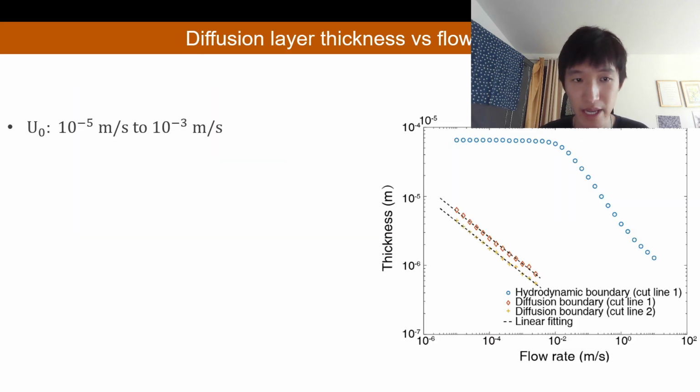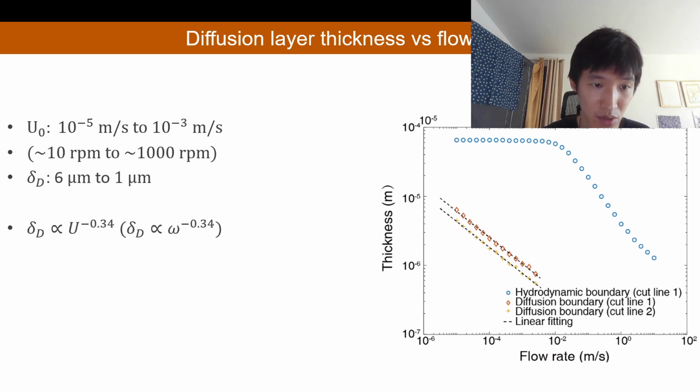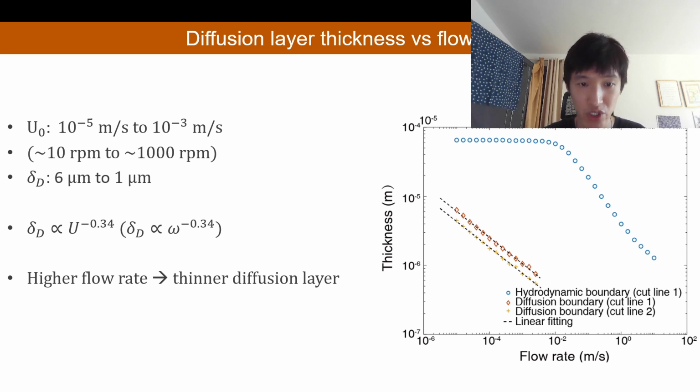And by doing the scale analysis, we figure out that when the rotation speed or the flow rate increased from 10 to the minus 5 meter per second to 10 to the minus 3, the diffusion layer thickness decreased from 6 micrometer to 1 micrometer. And there's a parallel between the diffusion layer thickness and the rotation speed of the micromotor. A thinner diffusion layer will result in a faster diffusion process, which accelerates the entire absorption process.